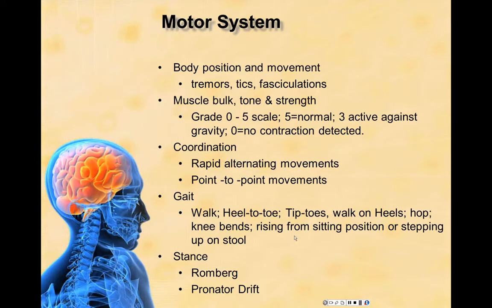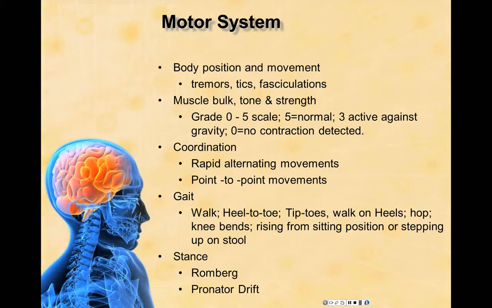Coordination, we want to test by doing rapid alternating movements and point-to-point movements, such as touching their finger to your finger as you move it in space. We're also going to test the motor system by checking their gait, having them do the tandem walk or heel-to-toe walk, tiptoes, walking on their heels, hop, knee bends, rising from sitting position, or stepping up on a stool. These are all ways that we evaluate their gait and strength.